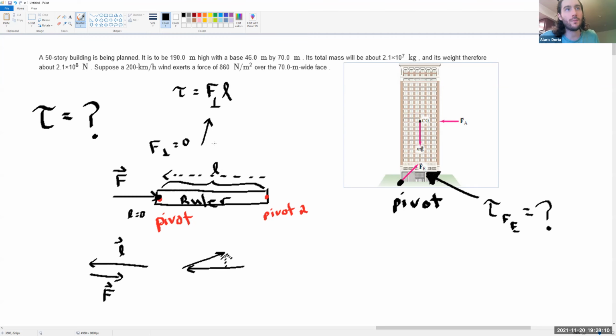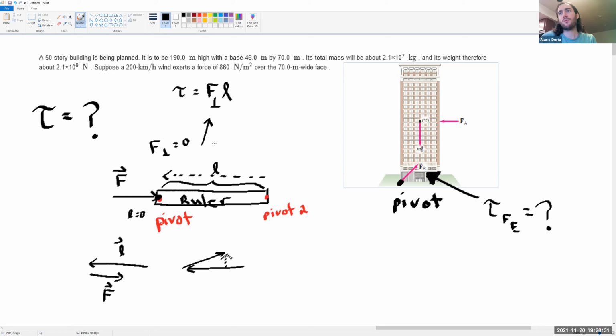Okay. The lever arm, we're free to choose. We can pick a pivot point wherever we want to calculate the torque. But that doesn't always mean that there's guaranteed to be a torque if we change where the pivot point is.